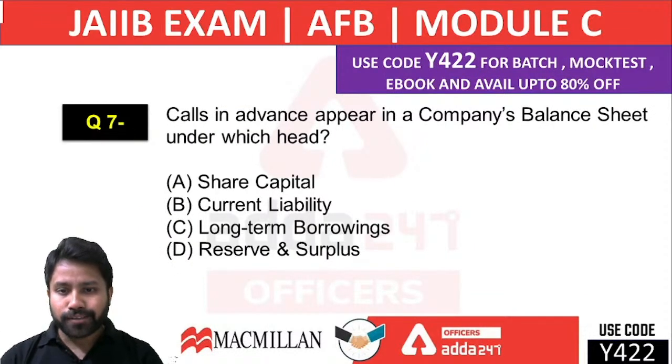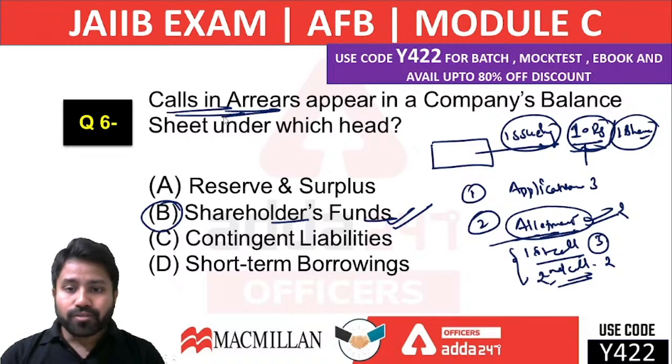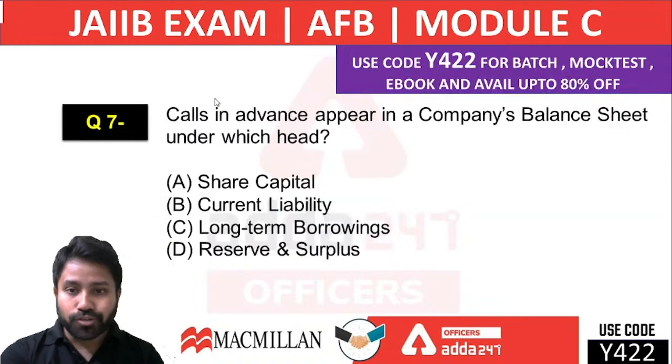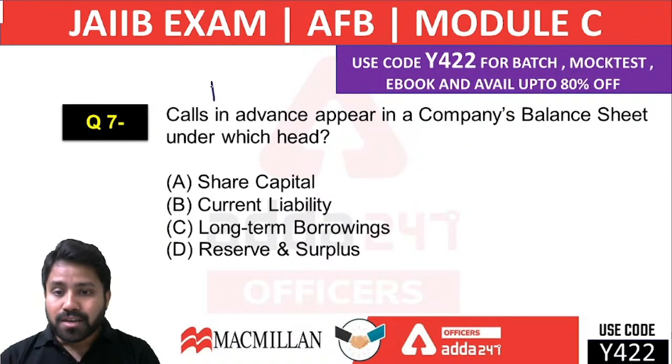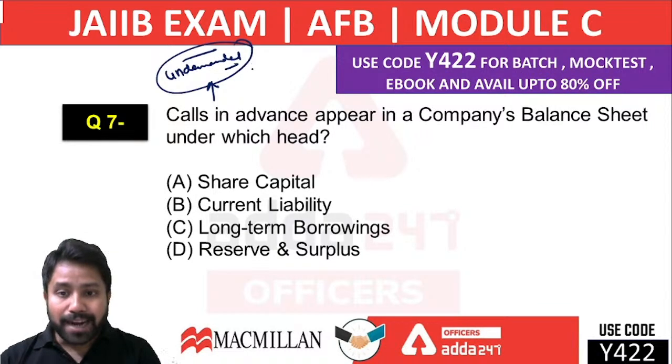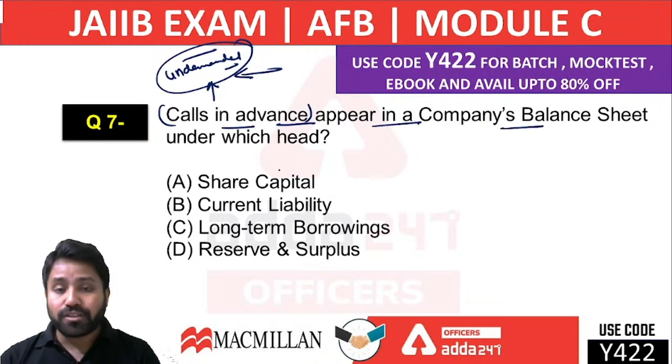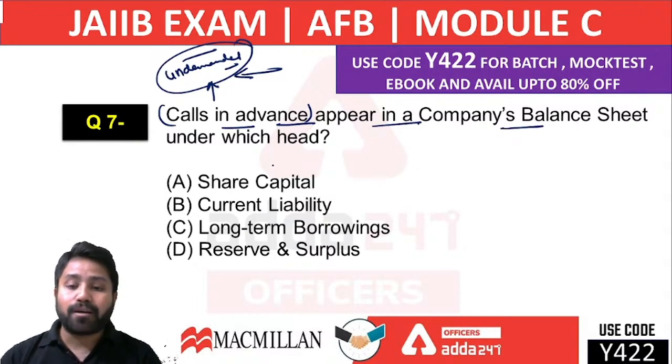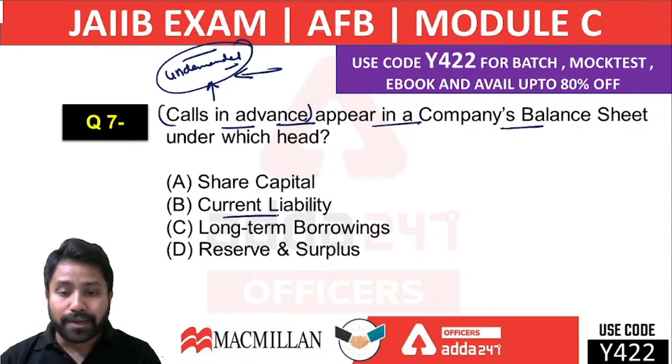Read the next question: calls in advance appear in a company's balance sheet under which head? In the previous question, we understood calls in arrear, and I hope everyone understood this. Now, calls in advance: suppose the undemanded amount is paid by the shareholders in advance, that is understood as calls in advance. That will appear in the company's balance sheet under the current liabilities section. That would be the correct answer of the second question.